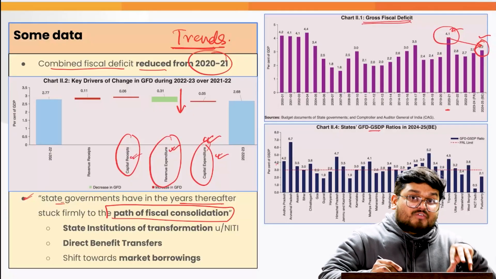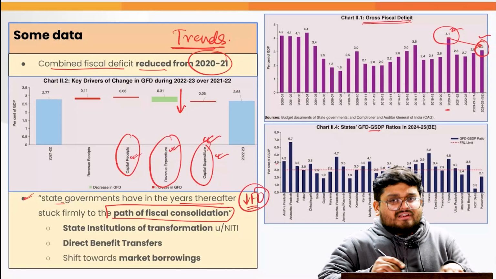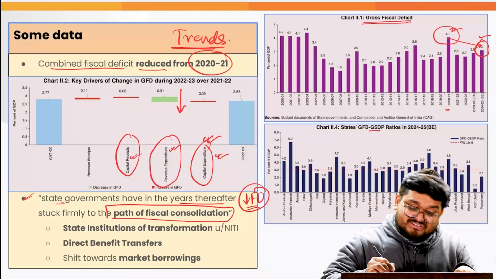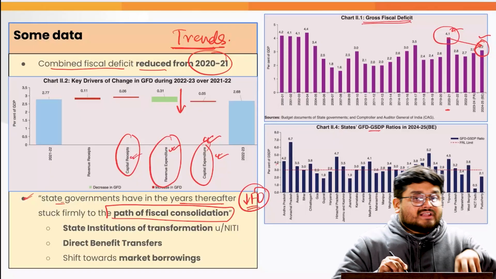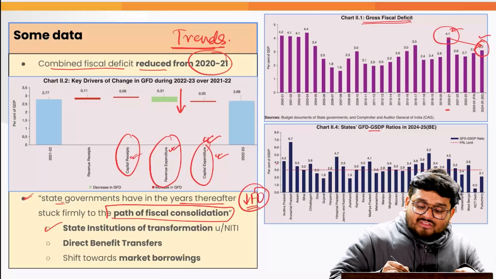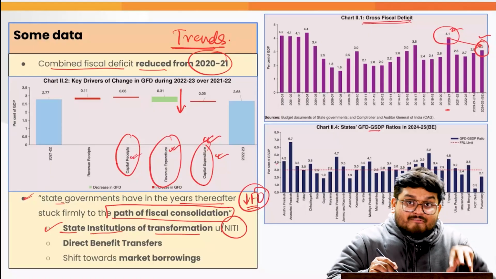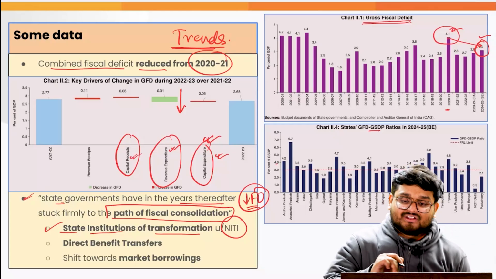That means that over a period of time, to reduce the fiscal deficit, the state governments, and the government in general, are cutting down on wasteful expenditures. Three of the reasons for which this has occurred: firstly, more of the state governments are adopting State Institutions of Transformation under the NITI Aayog framework, to have better expert analysis and discussion with reference to economic conditions.